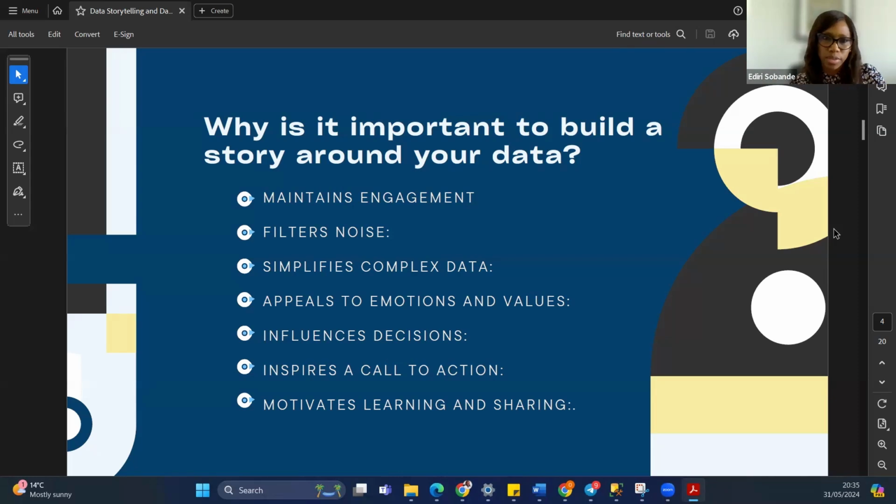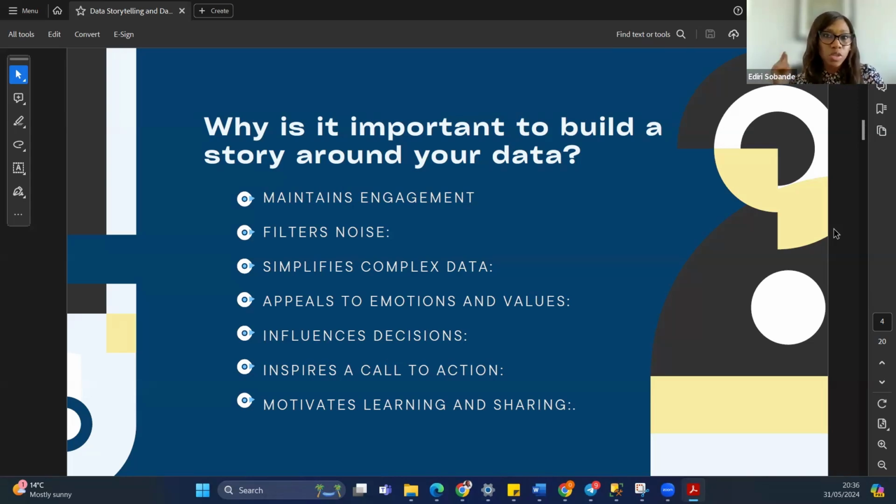The next reason why it is important to build a story around your data is that it filters out noise. What do we mean by noise? In data, there's noise. Noise means the irrelevant data, all those things that are not important. So you want to take out all that noise, even when you're building your dashboard. There are some things you put on your dashboard that are not important. They just crowd it and confuse the user. So you want to filter out the noise and only show the relevant data points, the relevant and important information that your audience needs.